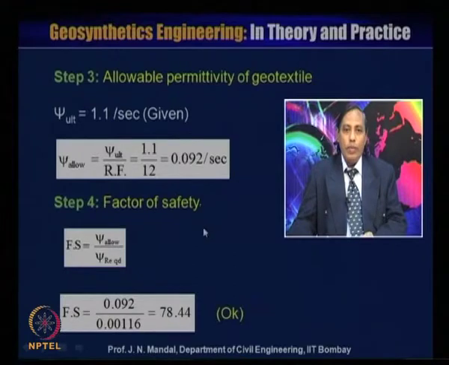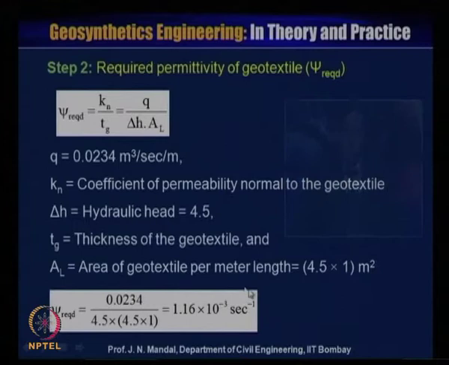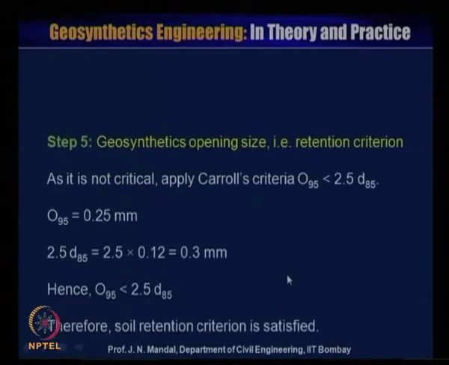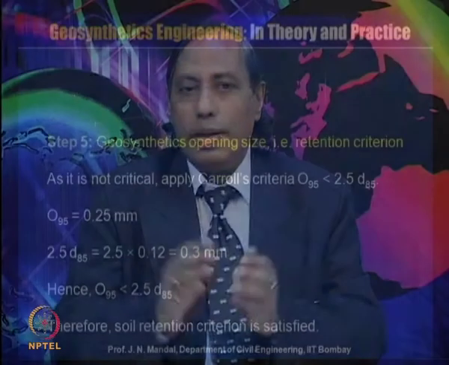Now step 4, you have to calculate the factor of safety. That is, factor of safety will be equal to psi allowable by psi required. So psi allowable is 0.092, and psi required, which we have calculated earlier, is 1.16 into 10 to the power minus 3, that means 0.000116. That is equal to 78.44. So this is okay. So this is the flow related criteria.